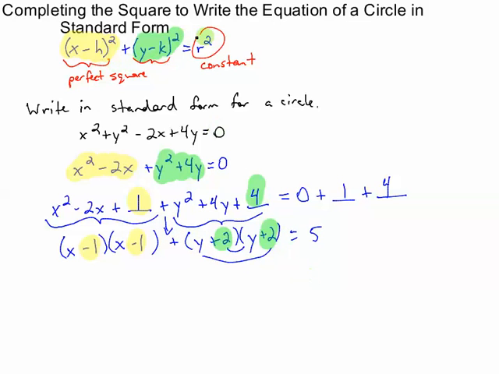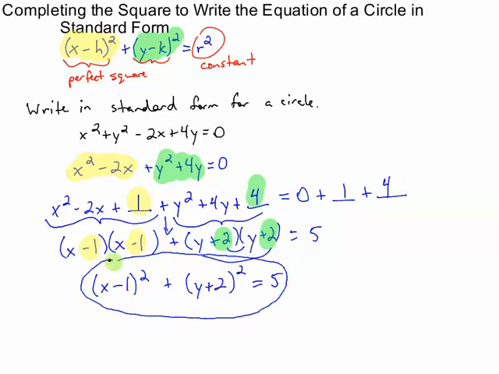So we're very close to this now. I've got perfect squares, I just need to write them that way. So x minus 1 times x minus 1 is x minus 1 squared, plus y plus 2 times y plus 2 is y plus 2 squared, and 5 is 5. Now this is the standard form for this equation of a circle. If you want to do more, you could identify the center of this circle as 1, negative 2, and the radius as the square root of 5. Okay, let's try a harder example.